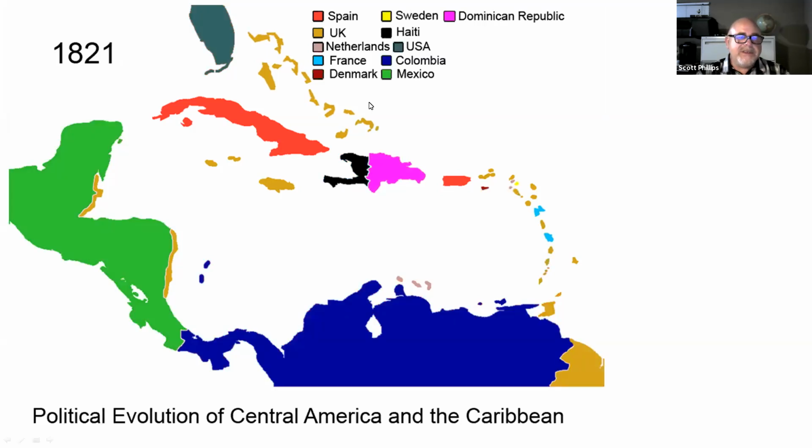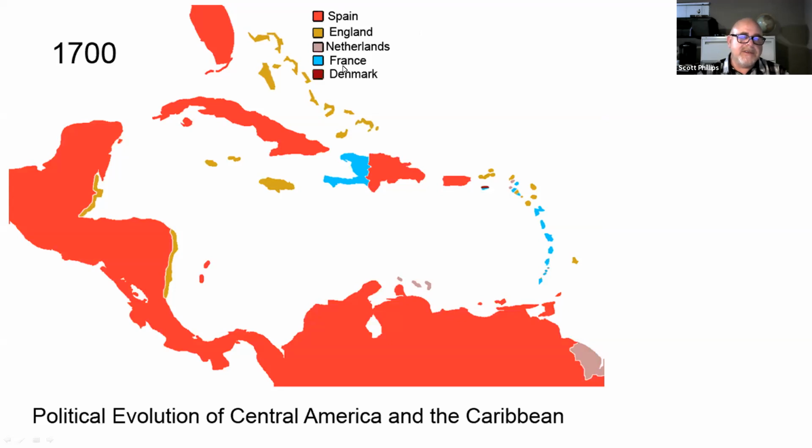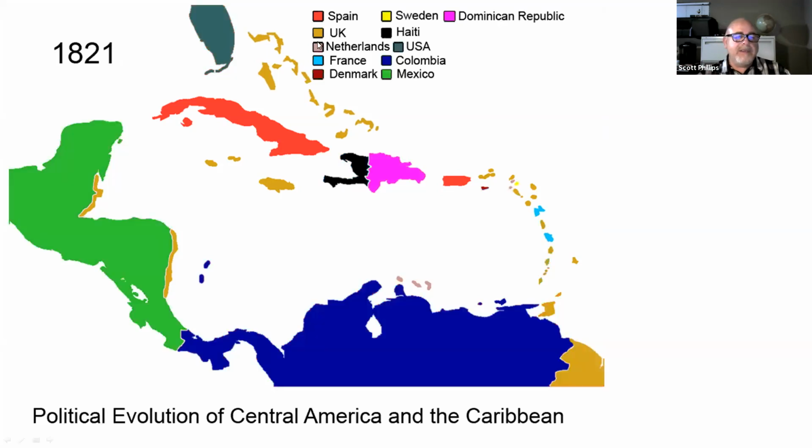By the 1820s, let me kind of show you everything. Notice this list has 5 names on it. And as we go through these, note that the list is getting longer and longer, especially as countries begin to become independent. So by 1821, you had the independent country of Mexico and Colombia and Dominican Republic. And Spain still controls some things like Cuba and Puerto Rico.